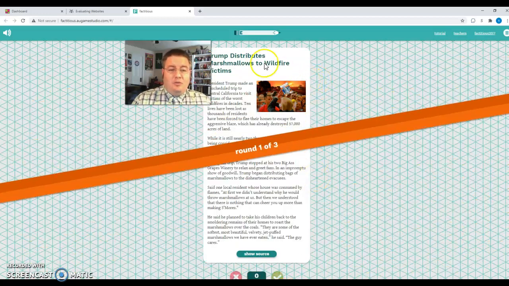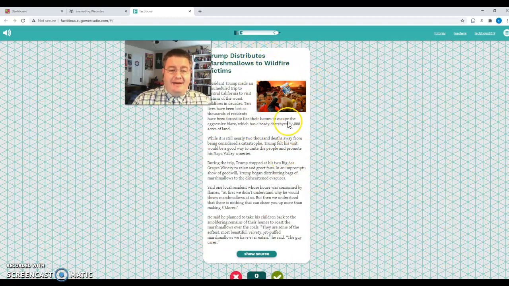Take a minute, read over the article from the headline, the picture, all the way through, and determine whether or not you think it is real or fake. Once you are done, please share your thoughts back here on the Padlet.